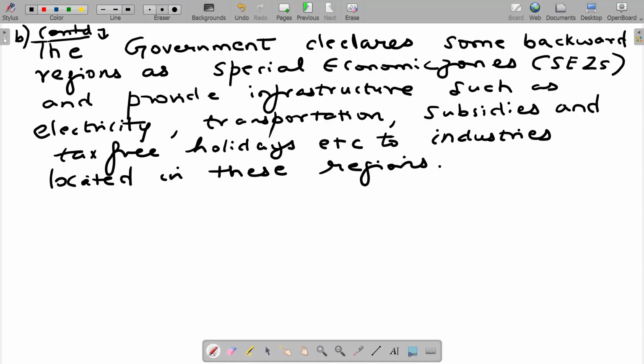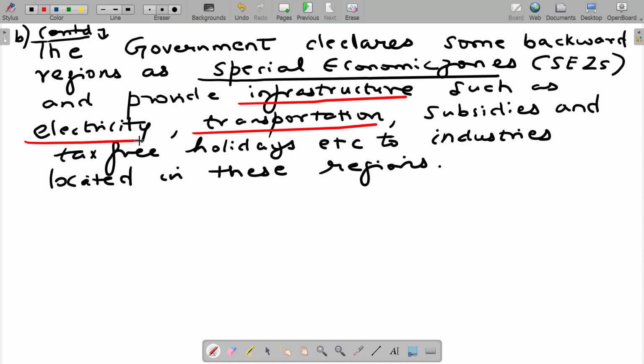What we are trying to say is that in order to promote balanced regional development, the government declares some regions as special economic zones. Within special economic zones, the government is going to provide infrastructure facilities, transportation, electricity, subsidies, tax-free holidays, where industries working in special economic zones are exempted from paying taxes. Why is the government doing all this? So that industries in the special economic zones are motivated to produce more and generate employment in the backward regions.